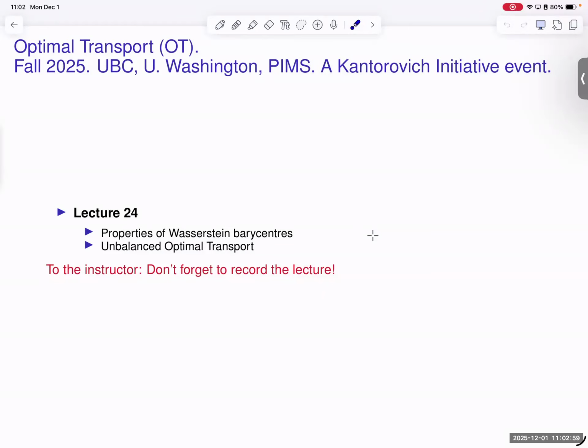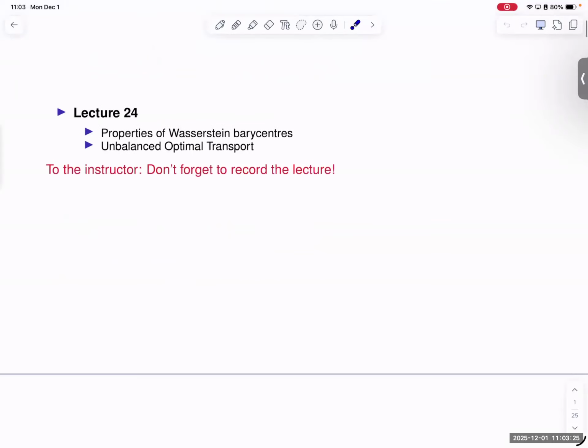Yes. Okay, good. Right, so let's start today's class. We will talk about some properties of Wasserstein barycenters, which we started discussing last time. And then for the remaining time, we will start the discussion on the so-called unbalanced optimal transport, which is very cool. Okay, so let's start.